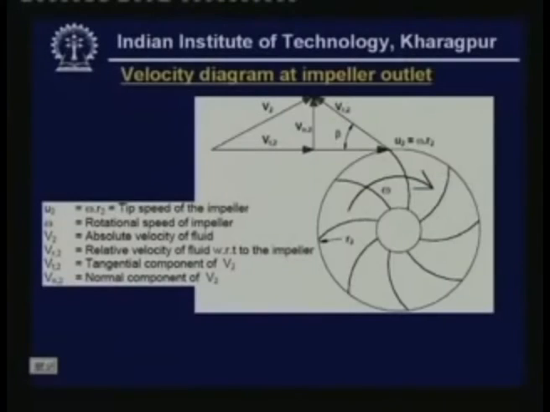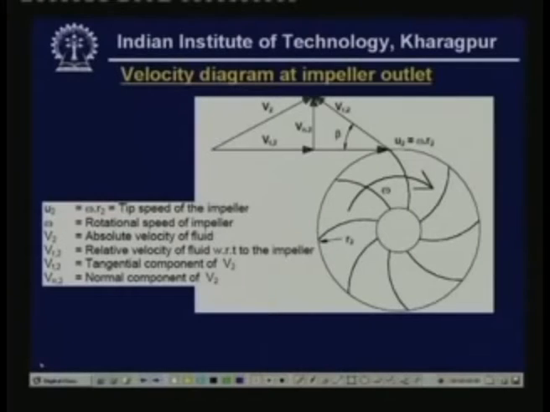Okay. To find the torque, we have to look at the velocity diagram at the impeller outlet. This picture shows the velocity diagram at the impeller outlet, and here I am assuming that the refrigerant enters axially at the inlet. That means at the inlet it does not have any tangential component, it enters axially. So, this is one of the assumptions.